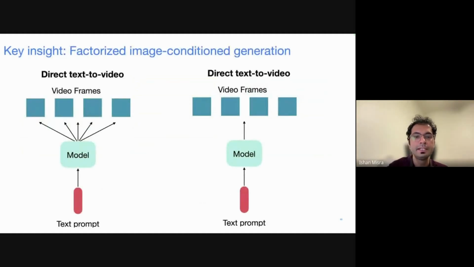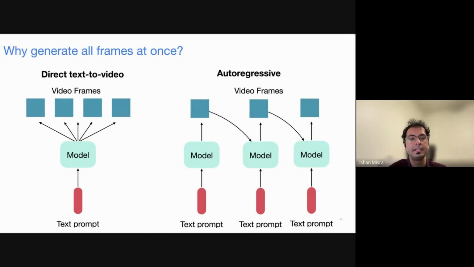And one of our key insights in our work is that we want to use factorized image generation. So the idea is that in the direct text-to-video approach, you take a text prompt and predict all the n video frames at once. This is quite different from NLP, right? Where you have autoregressive approaches. So if you were to ask a language model to generate 1,000 tokens, it doesn't predict all those 1,000 tokens at once.